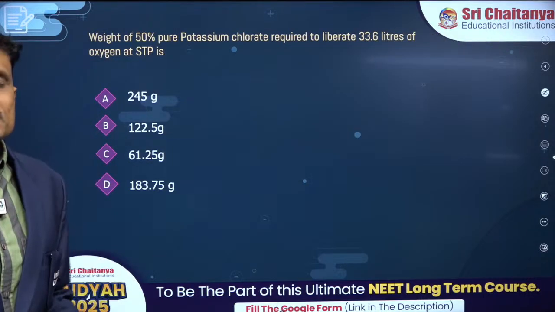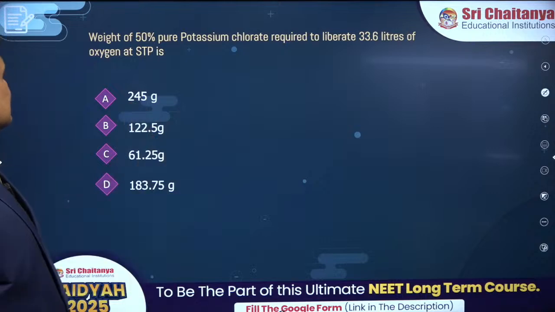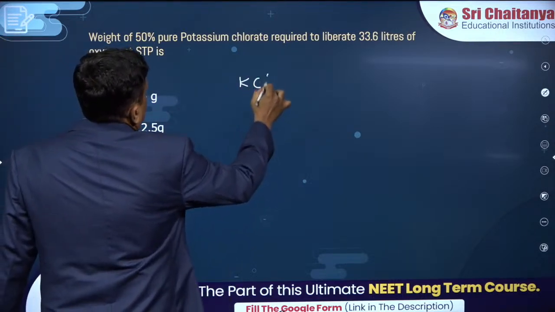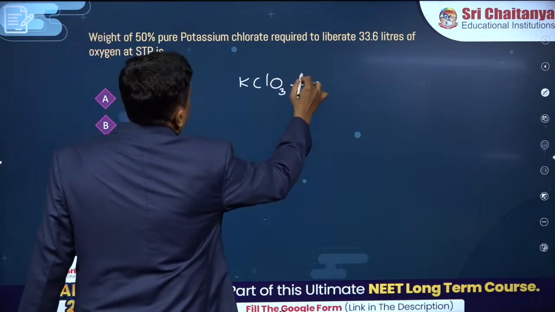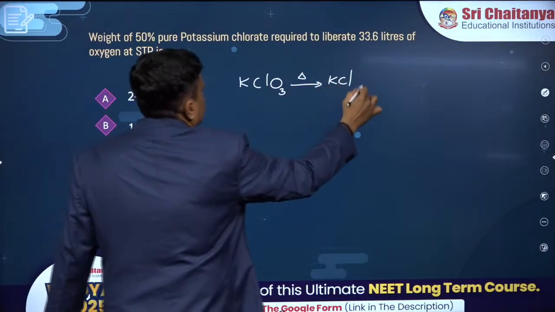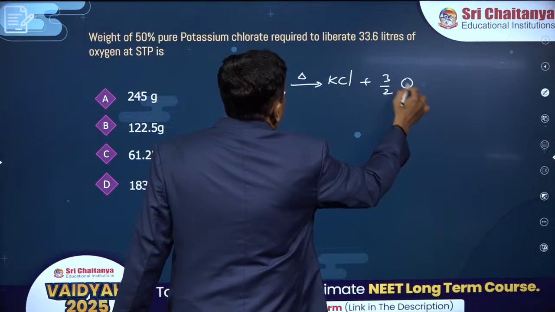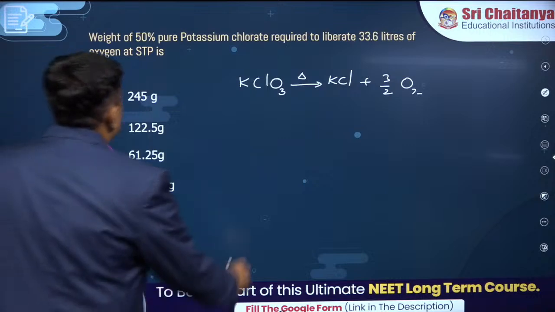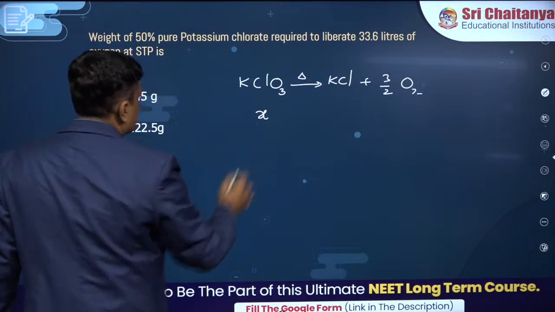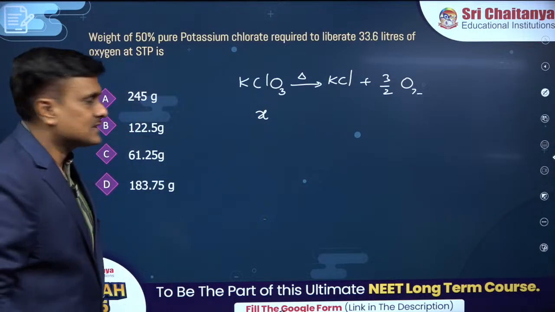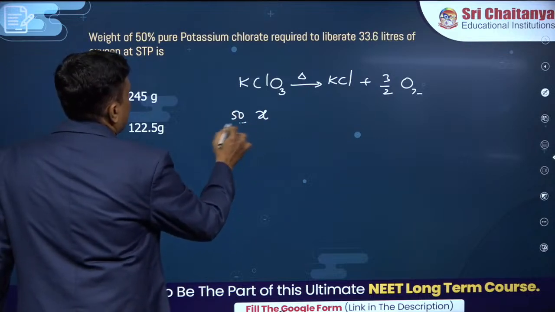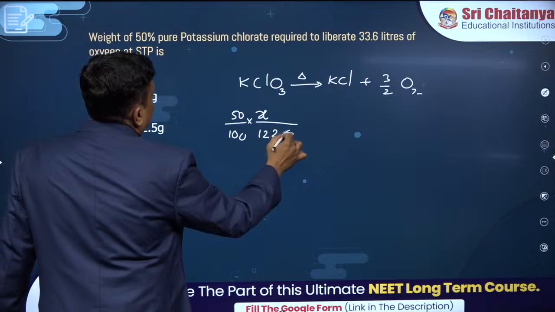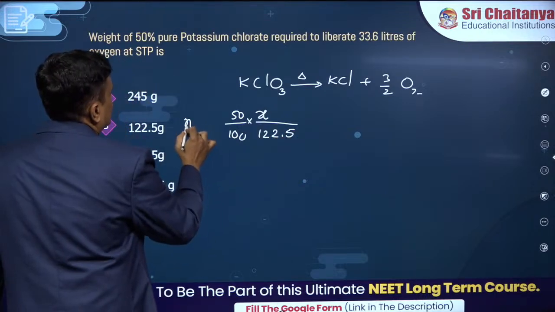Stoichiometry is not leaving you, it is haunting you in almost every session, isn't it? Listen now, potassium chlorate decomposition is a popular reaction, decomposing to give you KCl and O2. Alright. Let's assume some X gram of KClO3 commercial sample is taken, only 50% is pure. The molecular weight is 122.5. These are the number of moles of KClO3.